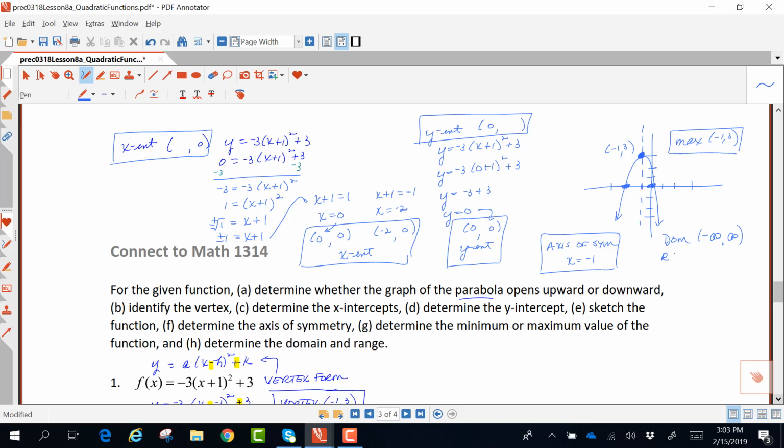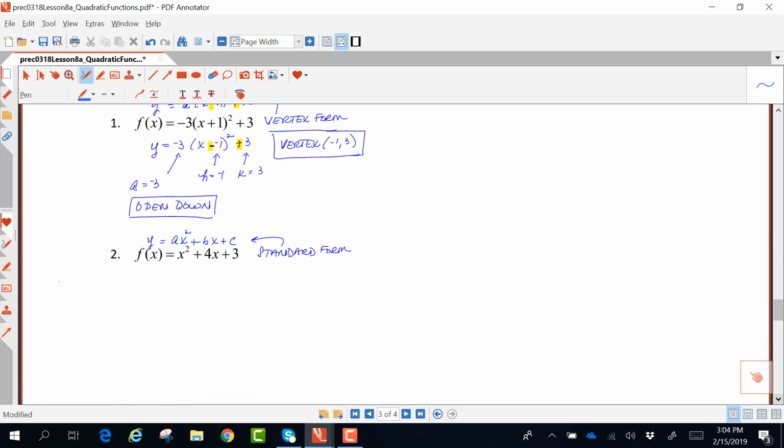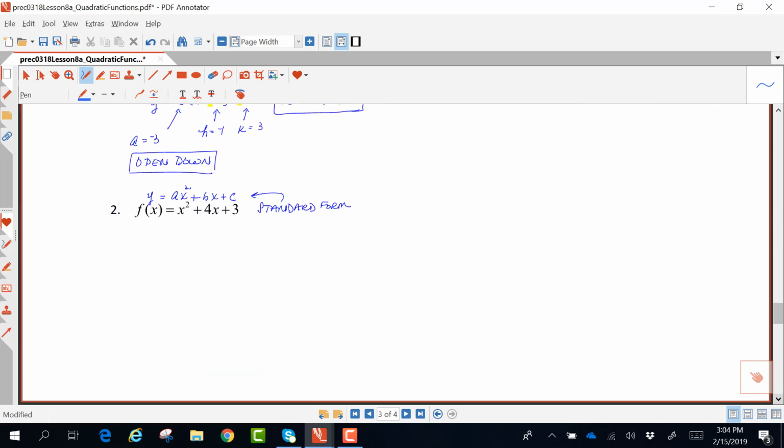And my range from bottom to top would be -infinity to a y value of 3 at the vertex. Remember, this is a y value at the vertex. I believe we've answered all questions for number 1. Number 2 will be very similar with the exception of how to find the vertex.